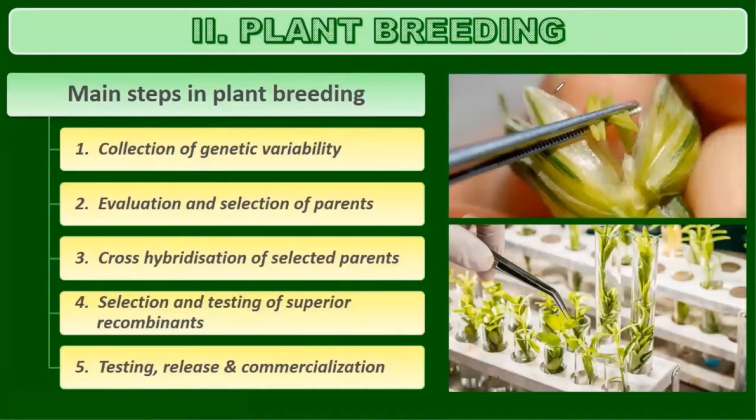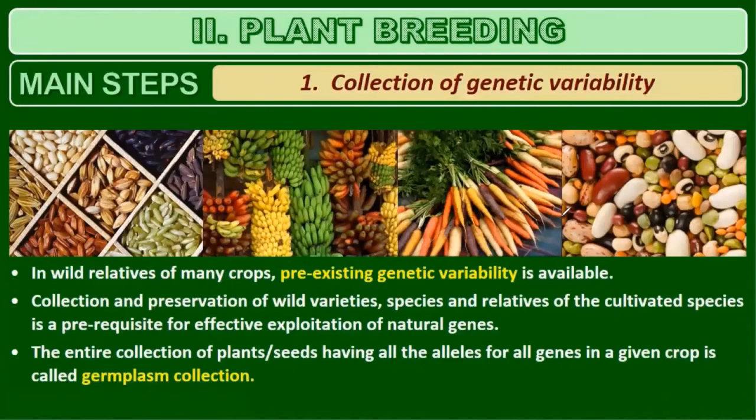The main steps in plant breeding are: number one, collection of genetic variability. Number two is evaluation and selection of parents. Number three is cross hybridization of selected parents. Fourth is selection and testing of superior recombinants. And fifth one is testing, release and commercialization of the hybrid. Let's learn in detail about all these steps.